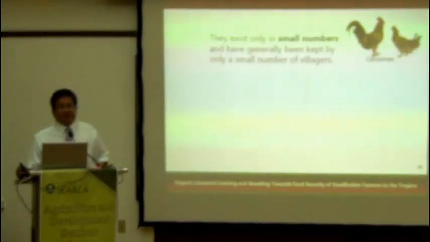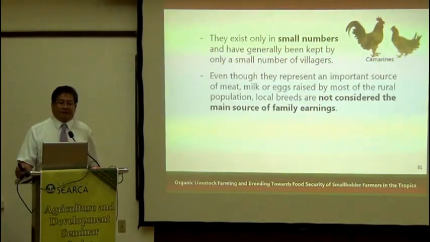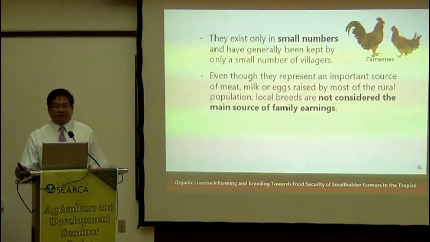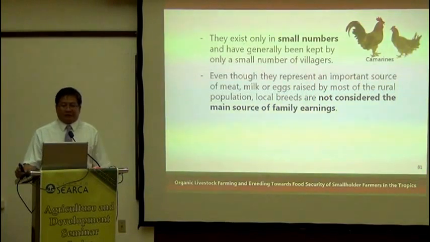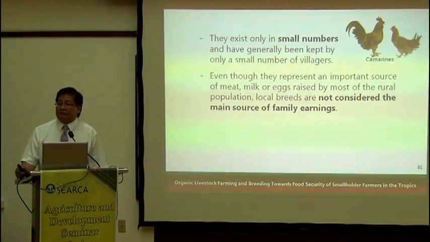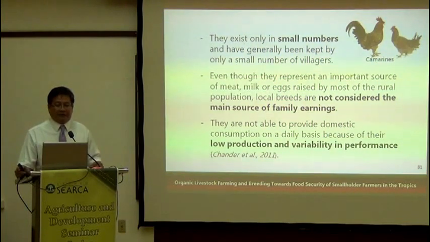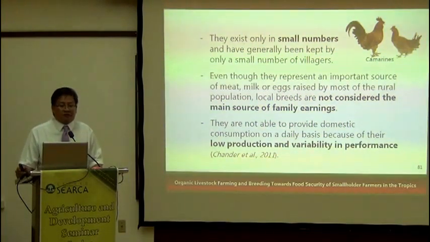They also exist in small numbers and have generally been kept by only a small number of villagers. And even though they represent an important source of meat, milk, and eggs for most of the rural population, these local breeds are not considered the main source of family earnings. They are also not able to provide for domestic consumption on a daily basis. Why? Because of their low productivity and variability in performance.